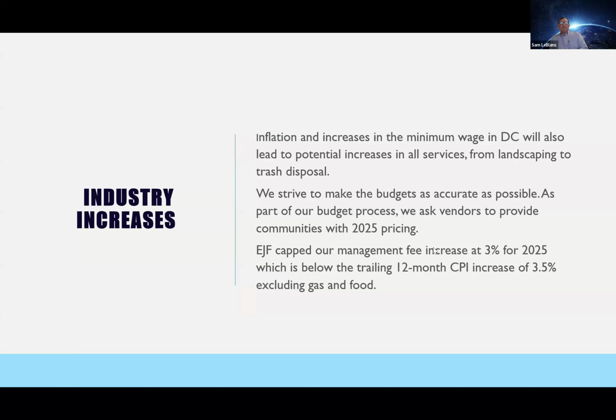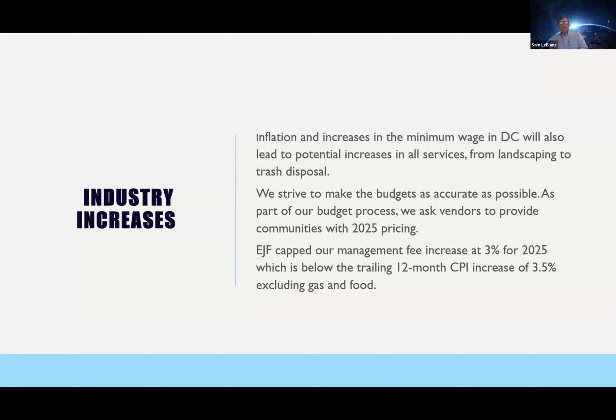So anyway, just letting you know that it's not realistic if you have owners who think that their condo fees are never going to go up, because inflationary pressures are real. And for the boards, your job is to set a budget that covers all of your costs. You should be looking at that and making sure that you're doing that in your budgets.